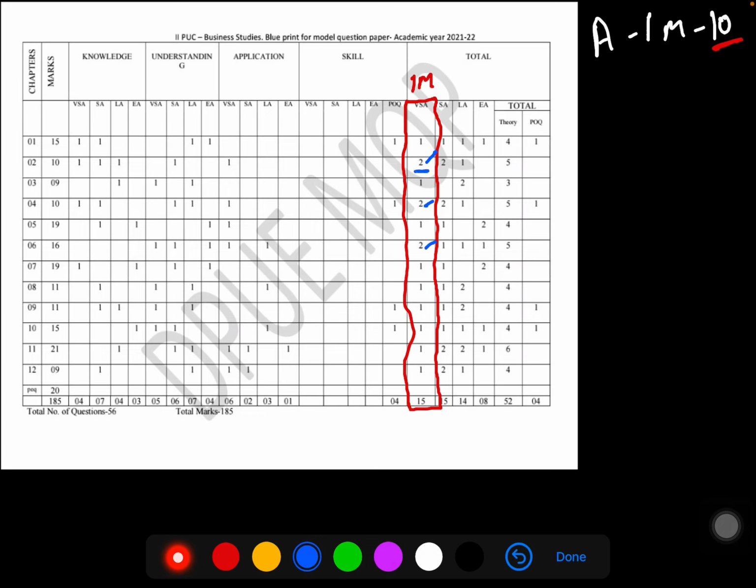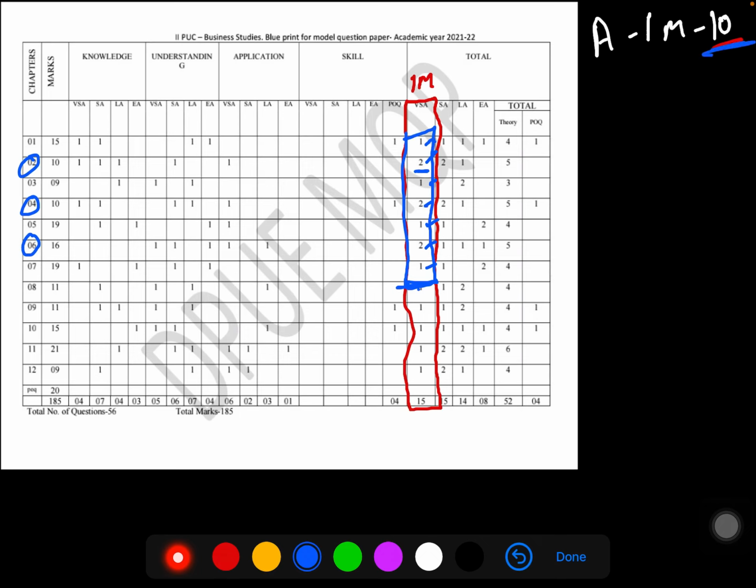The second chapter, the 4th chapter, and the 6th chapter: from these chapters you are going to get 2 questions for 1 mark, and I already covered 6 questions, so 4 more questions. You can select the first one, the next, the next bit. So now the complete count is 6, 7, 8, 9, 10. If you prepare only these chapters for 1 mark questions, you can cover 10 questions.